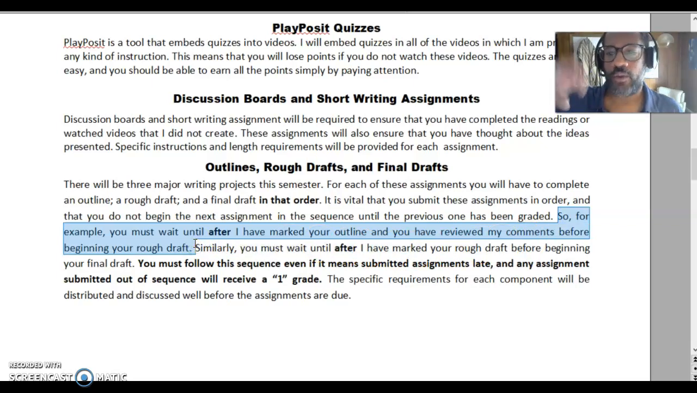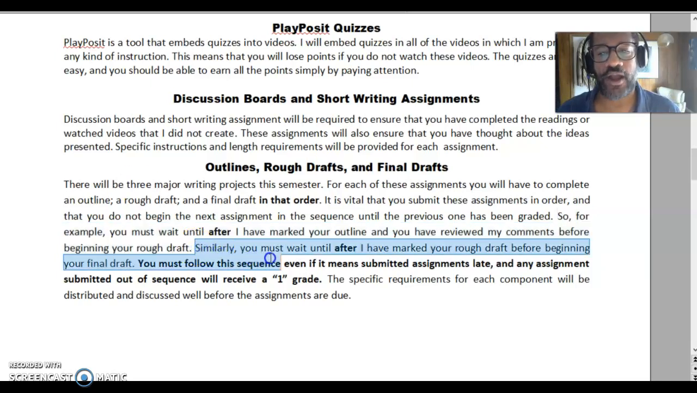I want to make sure that you're on the right track with your outline. I'm going to make some comments on that. Once I make those comments, then you can say, all right, now I'm ready to begin the rough draft. Similarly, you must wait until after I have marked your rough draft before beginning your final draft, right? Don't do your rough draft and then say, I've got some time and now I'm going to write my final draft.